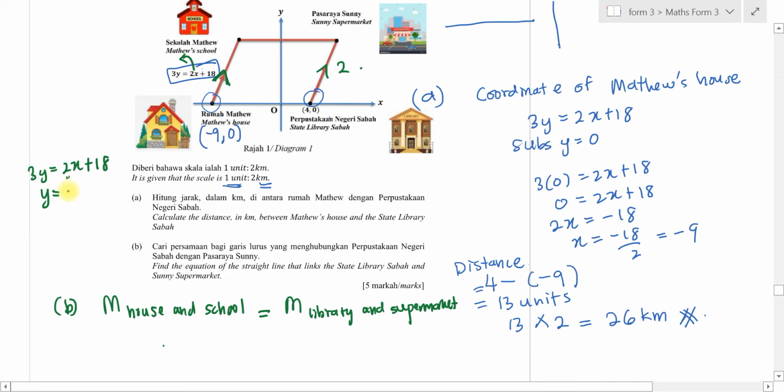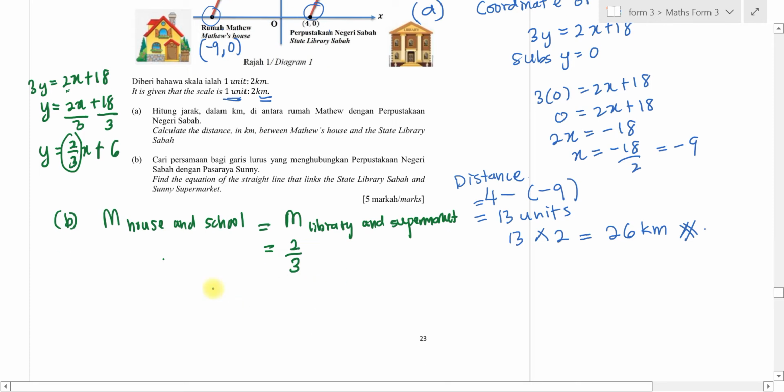So y equals 2x plus 18, the 3 goes there, divide here also. So y equals 2 over 3 x plus 6. So 2 over 3 is the gradient. So now the equation is y equals 2 over 3 x plus c, which is y equals mx plus c.